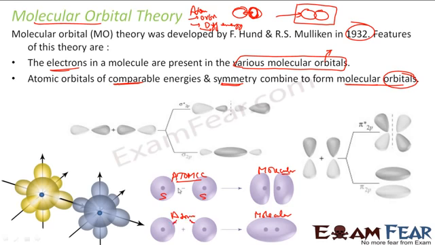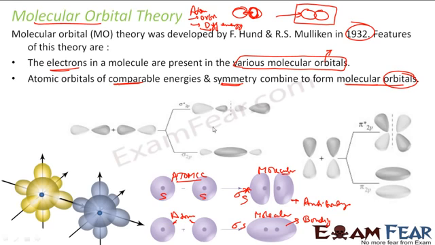If you see, two s atomic orbitals combine to form two molecular orbitals. Here also the law of conservation of orbitals holds true. If two atomic orbitals combine, they form two molecular orbitals. One is bonding, and the other is anti-bonding. This is a head-on overlap. It is a sigma s orbital, and this is a sigma s star anti-bonding orbital.